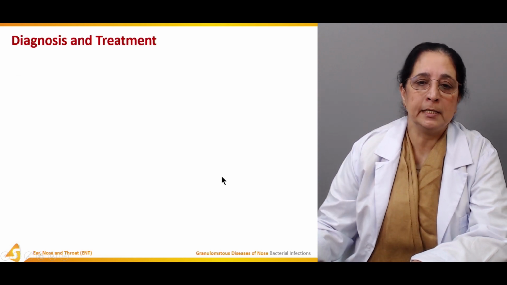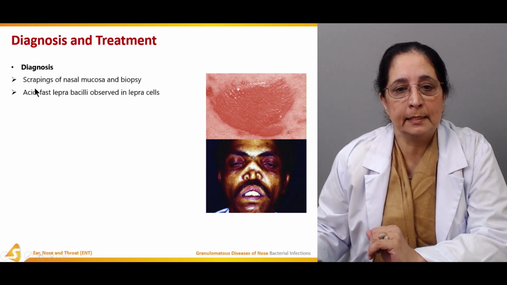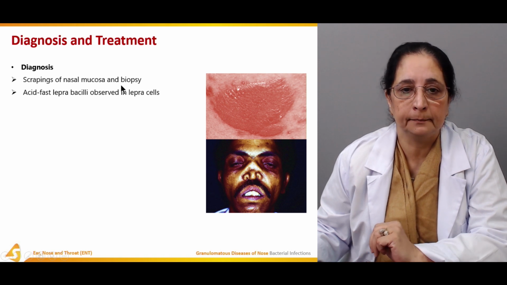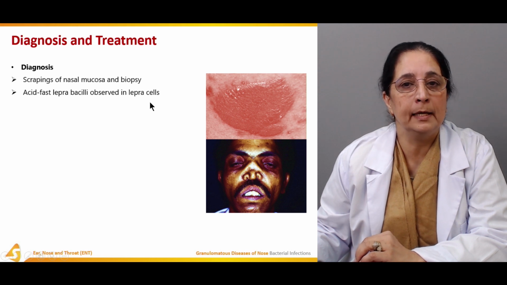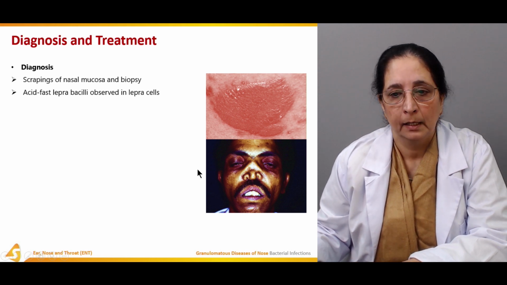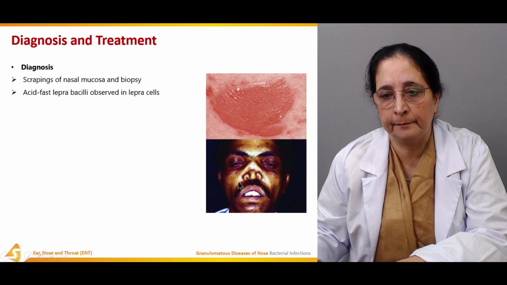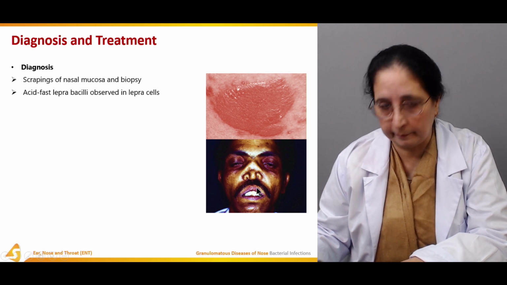So for diagnosis, there are scrapings of the nasal mucosa and biopsy. Acid-fast lepra bacilli are observed in lepra cells. Here, if you see, there is depression of the nasal bridge because of atrophy, and a picture of how it can affect or damage the nasal area.